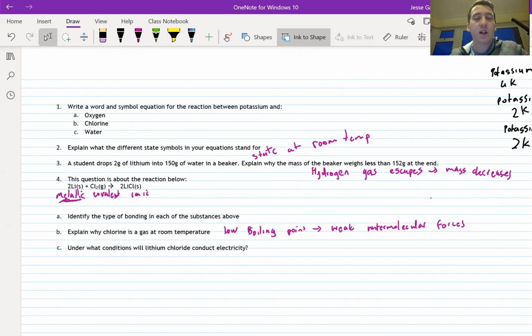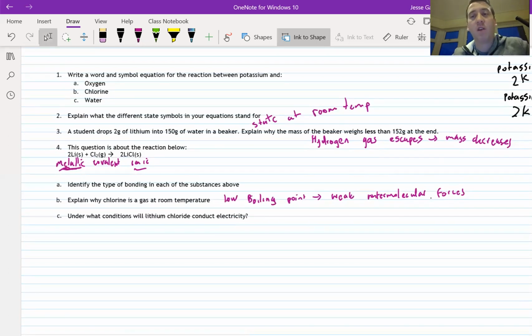Under what conditions would lithium chloride, the ionic substance here, conduct electricity? So under what circumstances do ionic substances conduct electricity? Well, remember, for electricity to flow, we need charged particles and they need to be able to move. Now, ionic substances definitely have charged particles. Oh, sorry, this is lithium and chlorine. Lithium plus ions and chlorine minus ions definitely have charged particles.